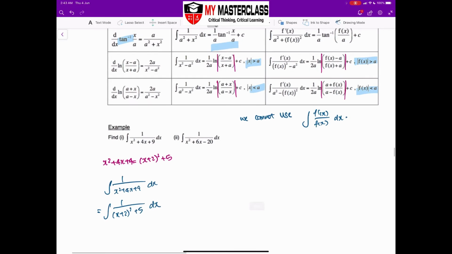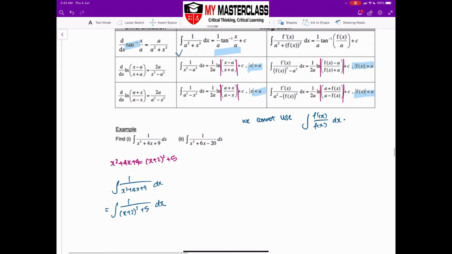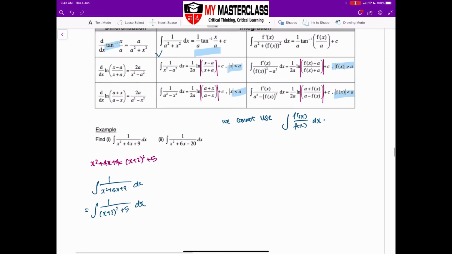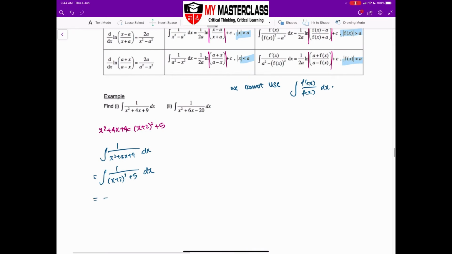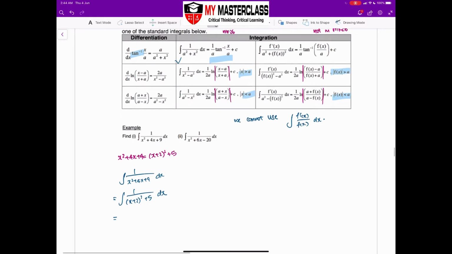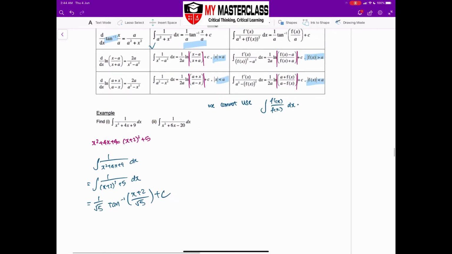If you look at these three formulas, I'm actually looking at the first formula, which is the integral of 1 over a squared plus x squared, or rather now it's in terms of f(x) squared plus a squared, but it doesn't matter, so long as you apply the formula correctly. This should give you, sorry, it's 1 over a. Don't forget the 1 over a. Take note, your a here is actually square root 5. So I will have 1 over root 5 tangent inverse of x plus 2 over root 5 plus c. This is the first answer.